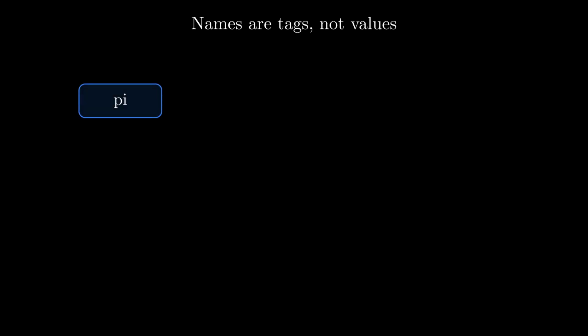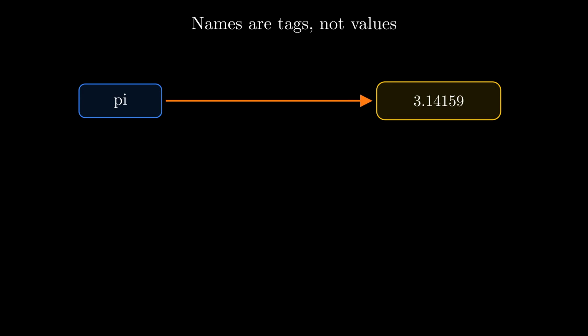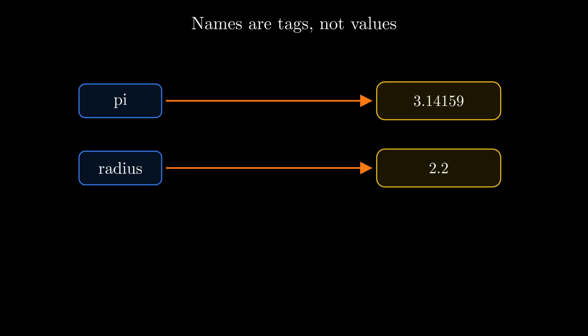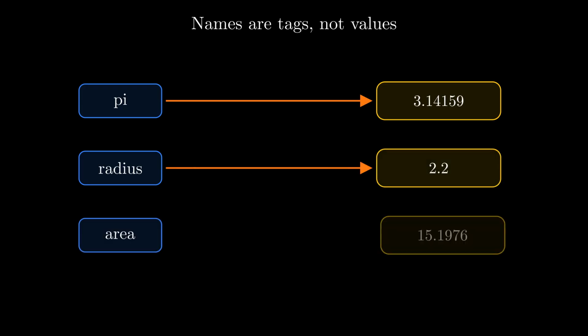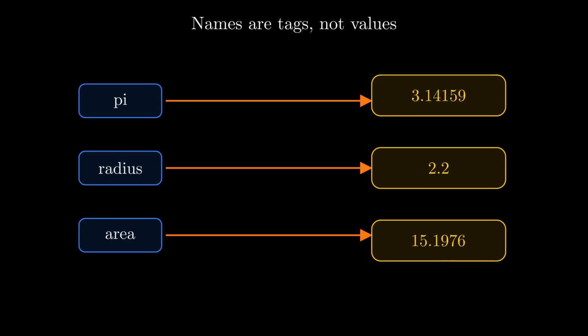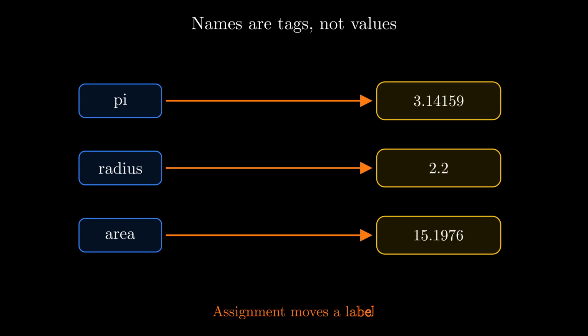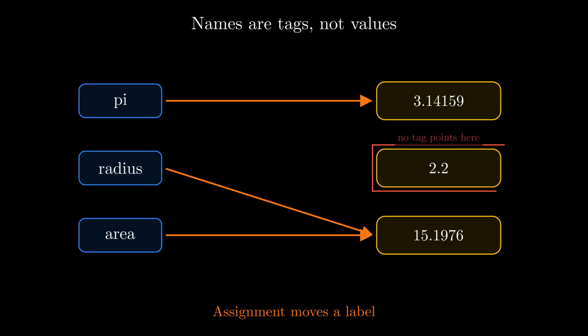Picture variables as name tags pointing at stored values. Pi is a tag pointing at 3.14159. Radius is a tag pointing at 2.2. Area is a tag pointing at 15.1976. The names aren't the values, they're labels attached to values. Assignment moves a label, it detaches a name from one value and reattaches it to another. The old value isn't destroyed unless nothing else points to it. This mental model is everything.